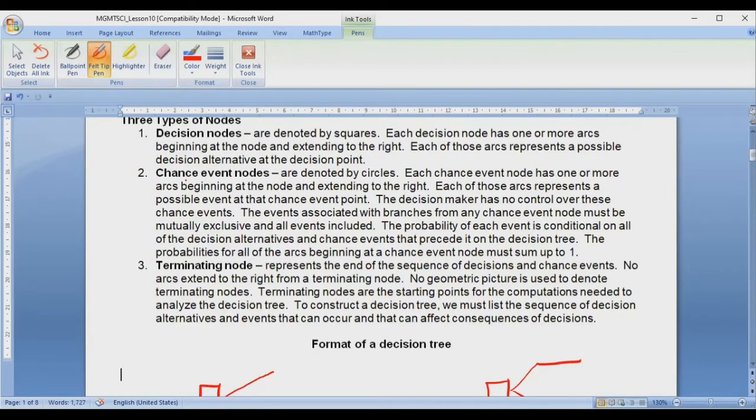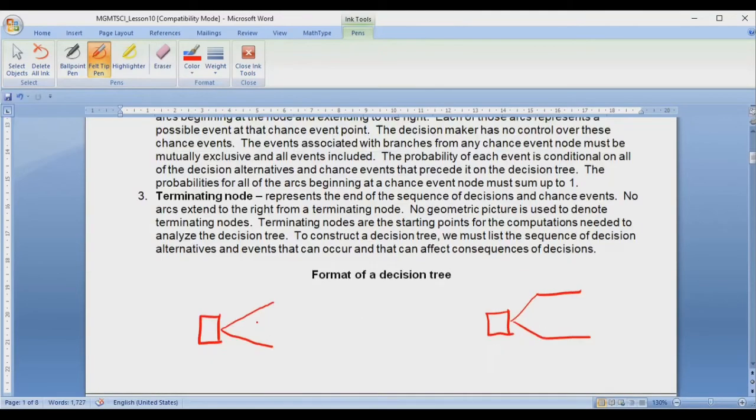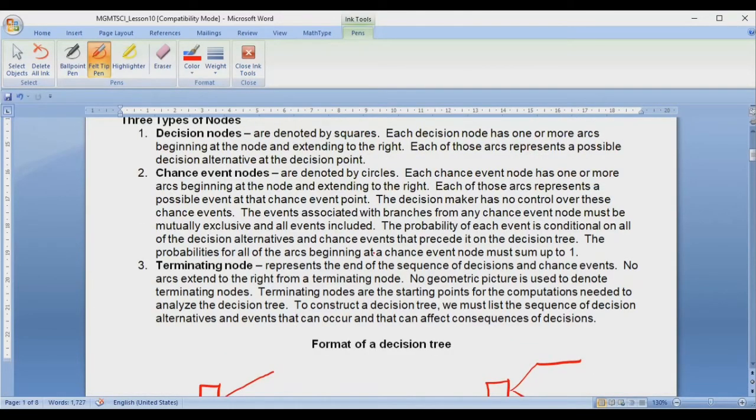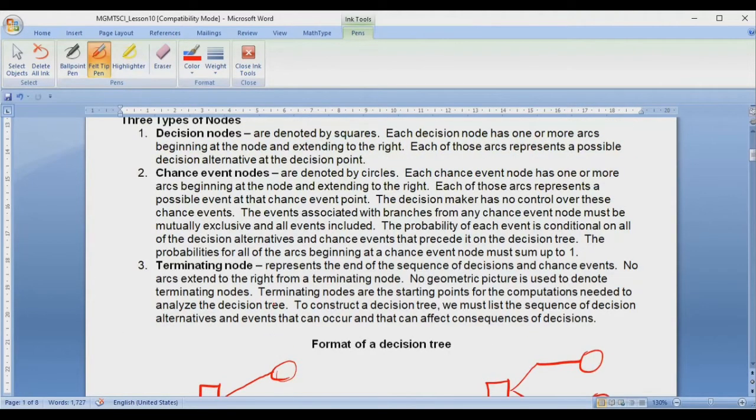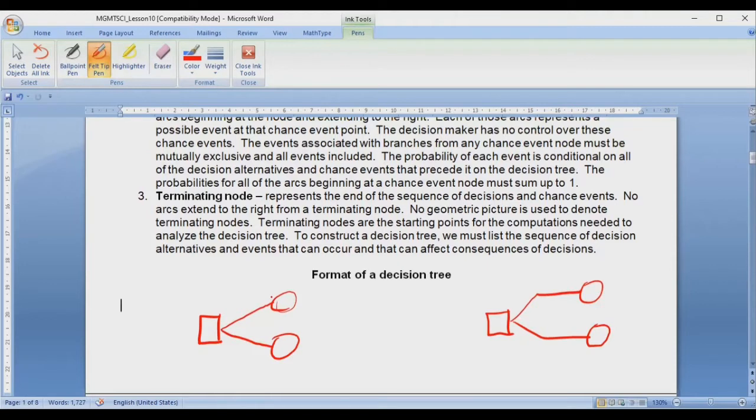Then we have here the chance event node. So after these branches, you can draw circles, like that. So these are our two alternatives. We call them chance event nodes, represented by circles. Each chance event node has one or more arcs beginning at the node and extending to the right. Each of those arcs represents a possible event at that chance event node. The decision maker has no control over this chance event.